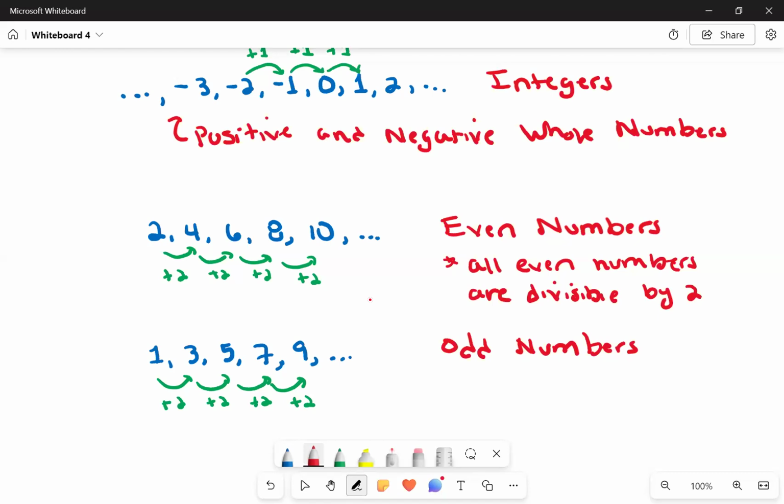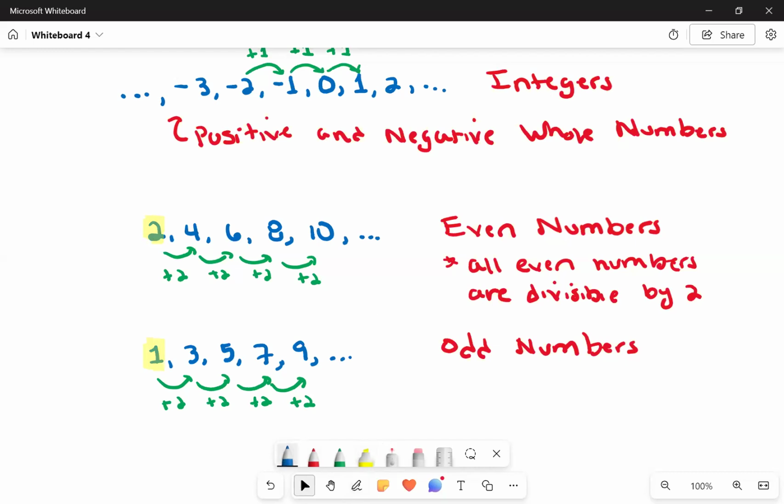You add 2 to get to the next number in the pattern here, okay? The difference is the starting place. The even numbers are starting with the number 2, whereas the odd numbers are starting with the number 1. And that's why we're getting these kind of opposite numbers, even though they're both adding the same number every time.